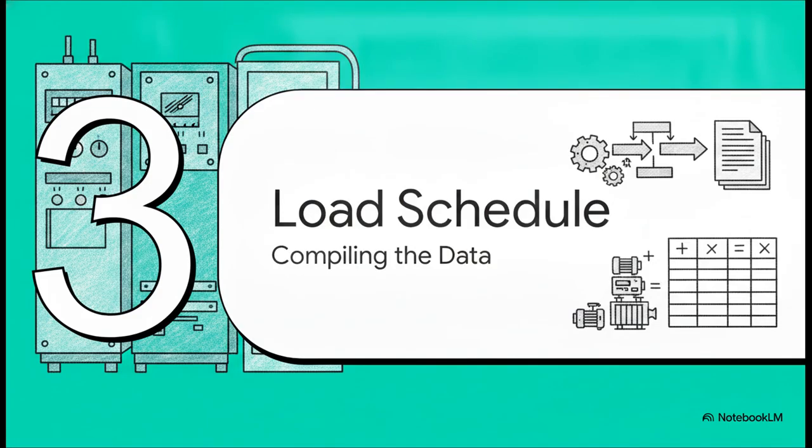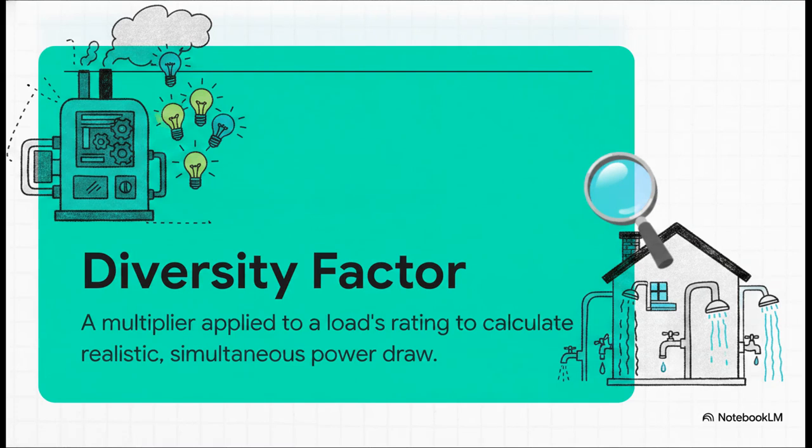Section 3. The electrical load schedule. Once we've compiled all of that categorized equipment into one massive master document, we introduce what's called the diversity factor. Think about it. If we just added up the raw nameplate rating of every single motor and light bulb out there, our calculated load would be astronomically high. There's no way. So the diversity factor is this brilliant mathematical multiplier that gives us a realistic simultaneous power draw. It acknowledges the simple reality that not every industrial machine runs at 100% capacity at the exact same time.